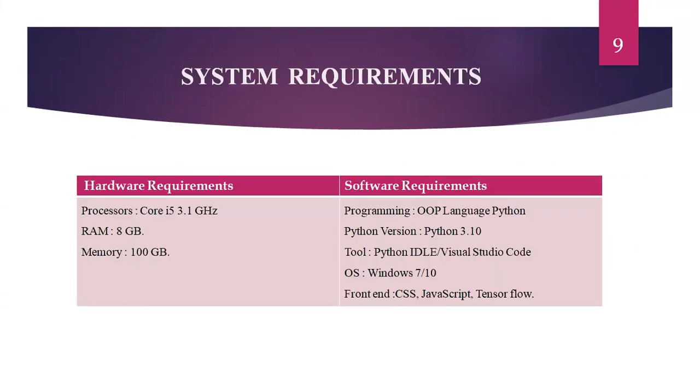Next, system requirements. We are using some hardware and software requirements. The hardware requirements are, first, the processor: Core i5 3.1 GHz, 8 GB RAM and 100 GB of memory. Software requirements: we are using the object oriented programming language Python, and the Python version is 3.10. Tools we use are Python IDLE and Visual Studio Code. Operating systems: Windows 7 or 10. Front-end: CSS, JavaScript, and TensorFlow.